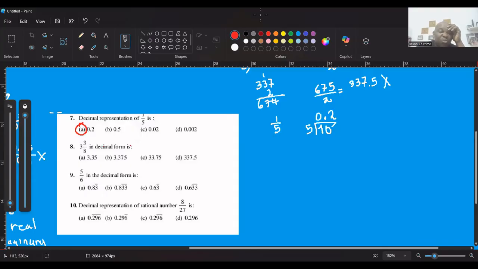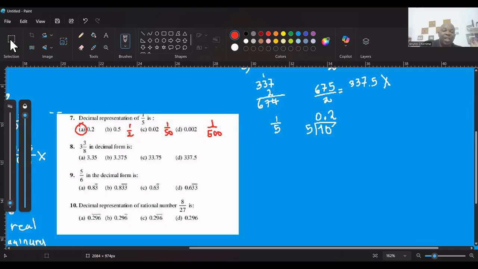0.5 is the representation of 1 over 2, so it's not. 0.02 must be the representation of 1 over 50, if we think of the logic here, so it's not. So this is 1 over 50, not 1 over 5. 0.02 can only be the representation of 1 over 500. You see, there's a logic to this. So the correct answer here is A.